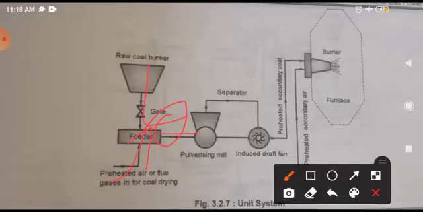What is done in the pulverizing mill? The coal is crushed to a very fine size, and then through a separator it is given to the induced draft fan, which blows the pulverized coal to the furnace. Okay, here you can see in the furnace that the burner is firing the pulverized coal.